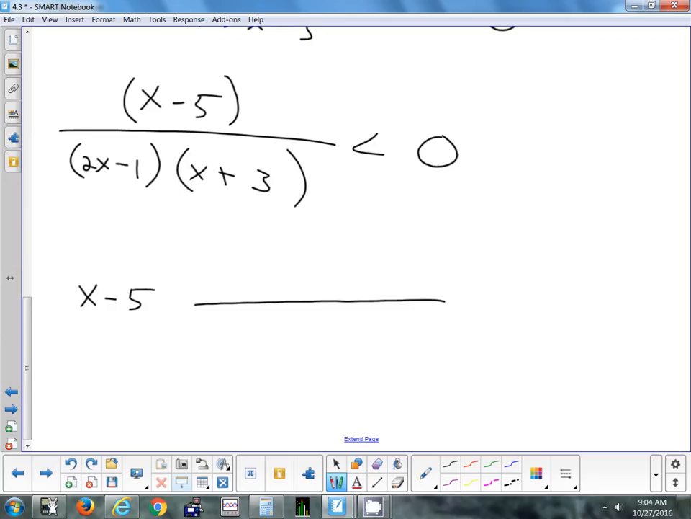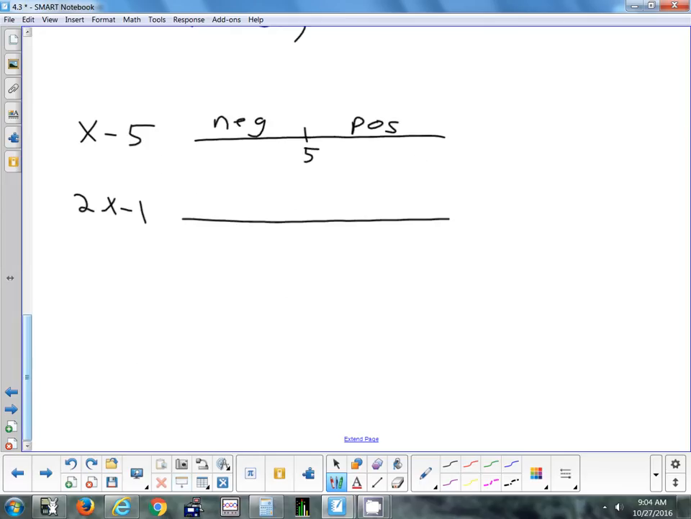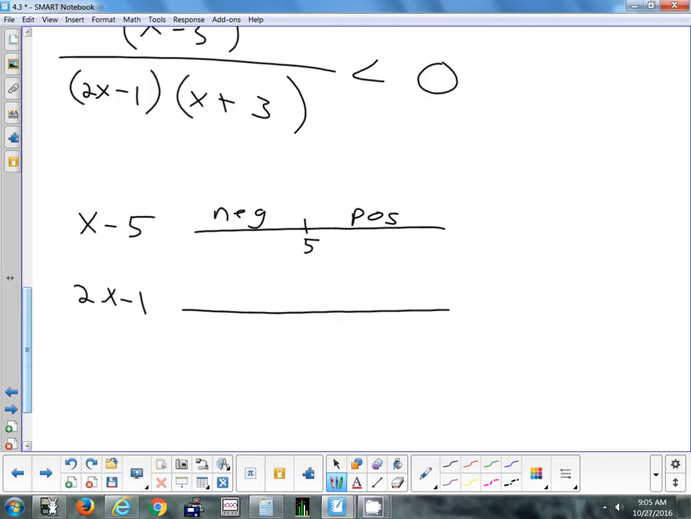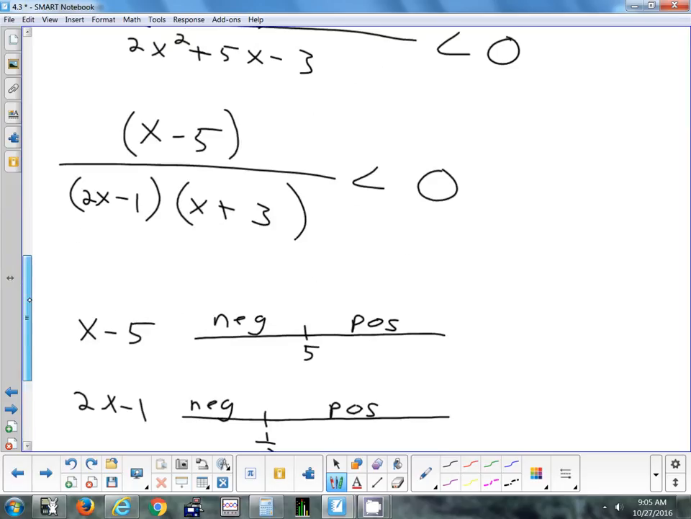What value would make this first factor 0? 5. What if you plug in numbers bigger than 5? What do you get? Greater than 0, you get positives. What if you plug in a number smaller than 5 for x? Negatives. All right, let's do 2x minus 1. What value would you plug into 2x minus 1 to get 0? A half. Plug in numbers bigger than a half for x, you get positive. Smaller than a half, negatives. And x plus 3.